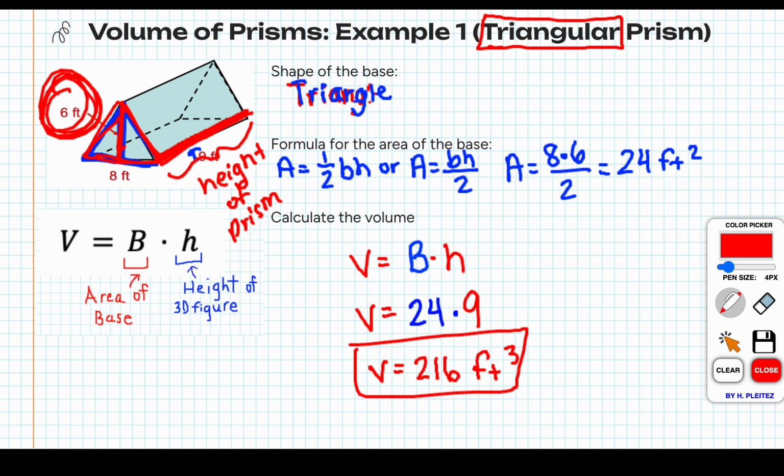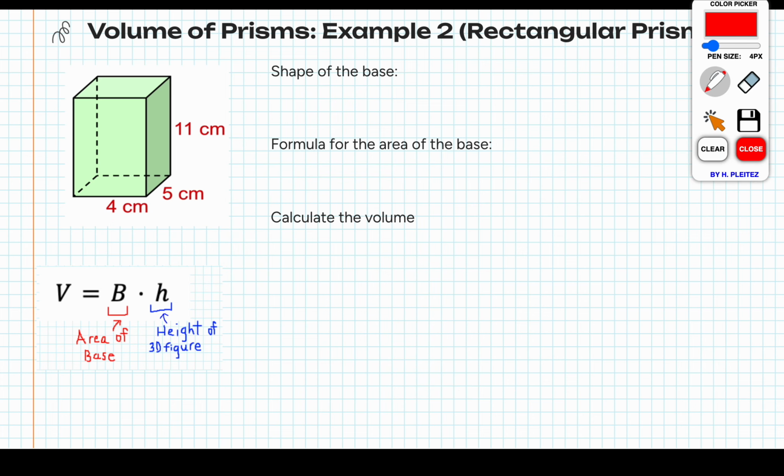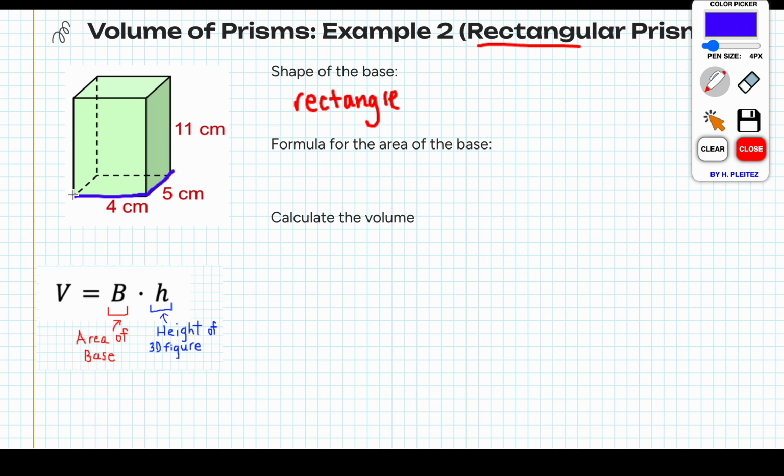So again, it all started out with figuring out the area of our base first, and then we multiplied by our height of the prism. Now, in another example, we have a rectangular prism. Now, again, the shape of our base here is going to be a rectangle. Now, to find the area of a rectangle, sometimes it helps to really highlight your base so that you don't get things confused. But the area for a rectangle is just length times width.